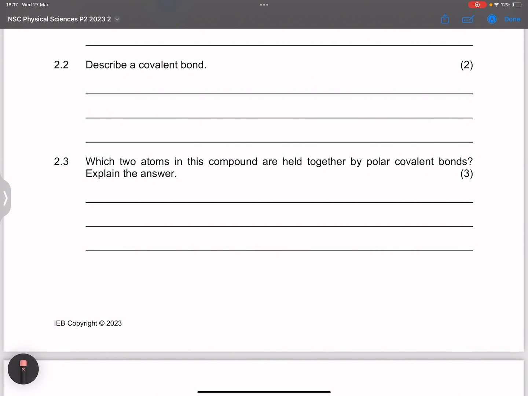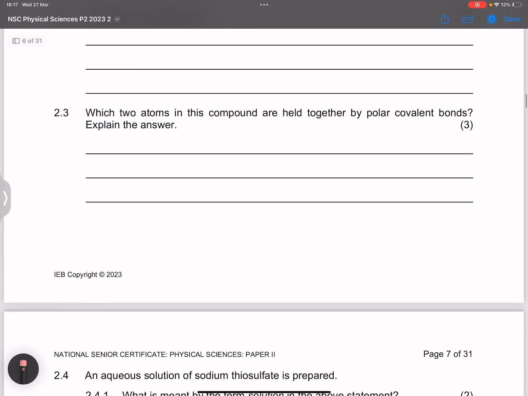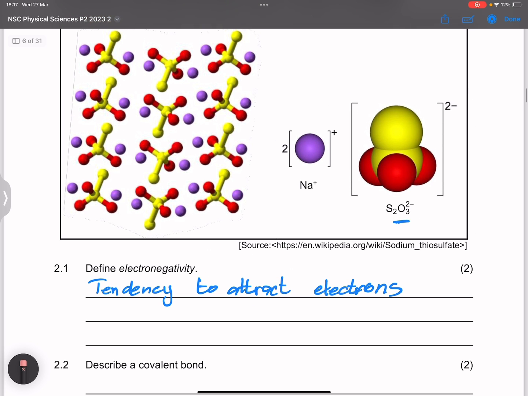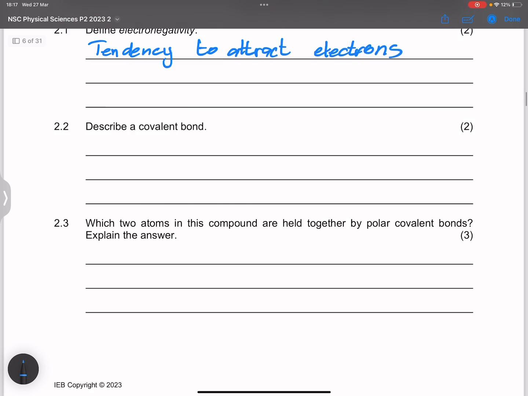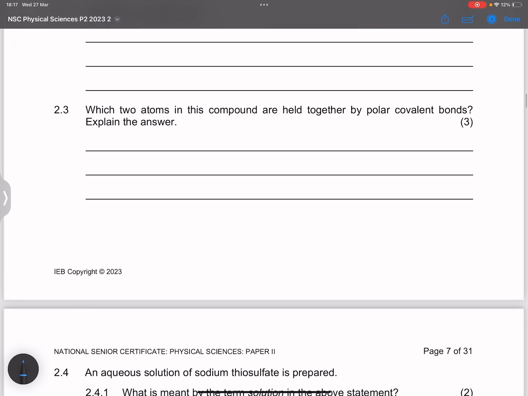Right, the next question, they say which two atoms in this compound are held by polar covalent bonds? Explain. Now remember, in this case, you've got sodium thiosulfate. But the ones that are held by polar covalent bonds would be sulfur and oxygen. So that's S and O. And remember, they said you must explain.